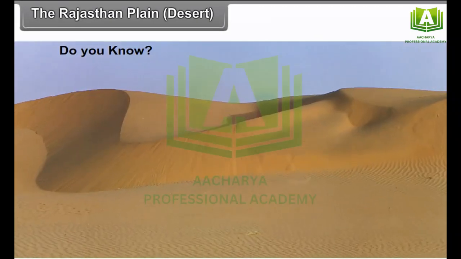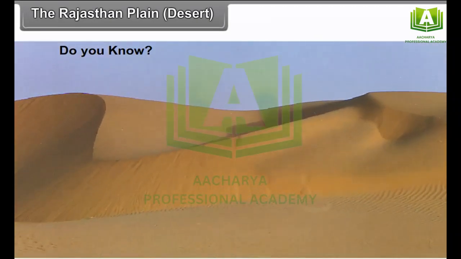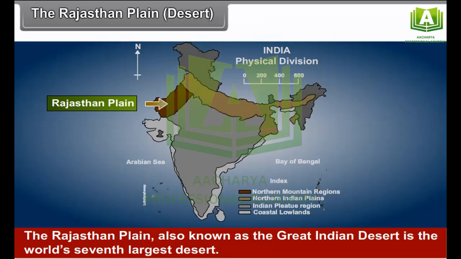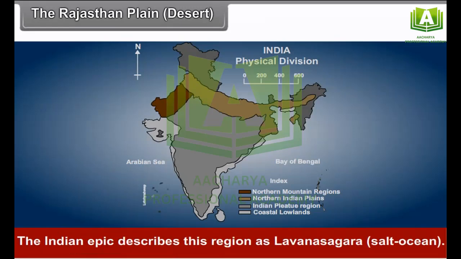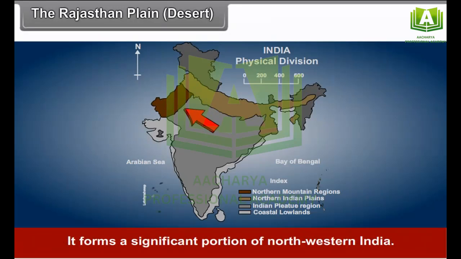The Rajasthan Plain Desert. The Rajasthan Plain, also known as the Great Indian Desert, is the world's 7th largest desert. The Indian epics describe this region as Lavansagara, salt ocean. It forms a significant portion of northwestern India.